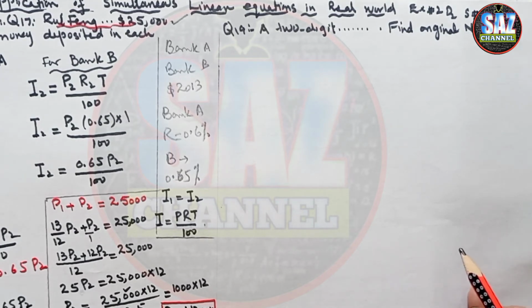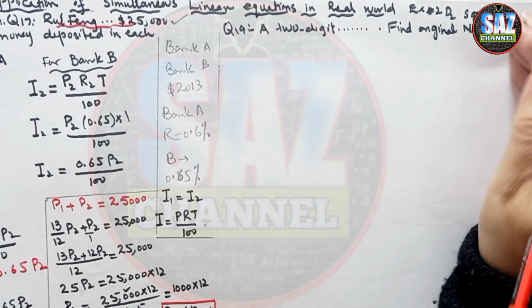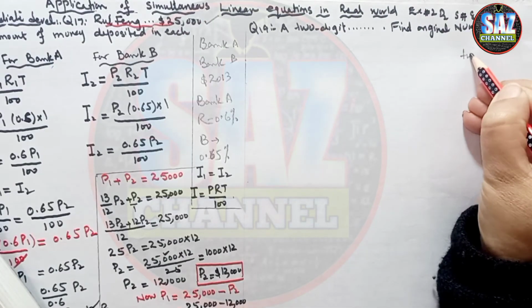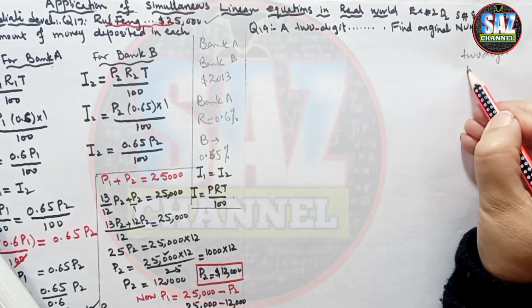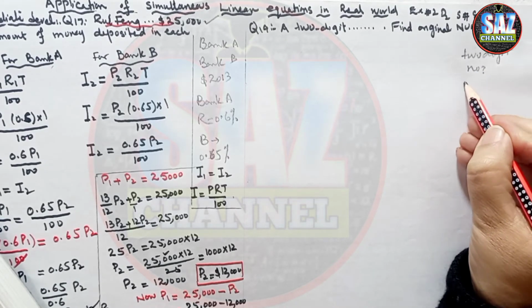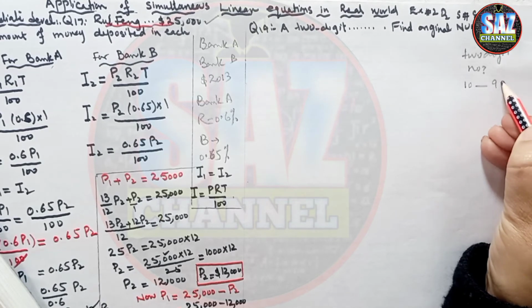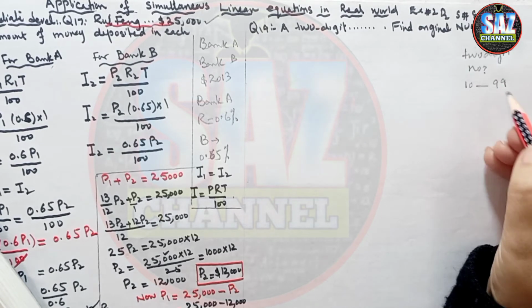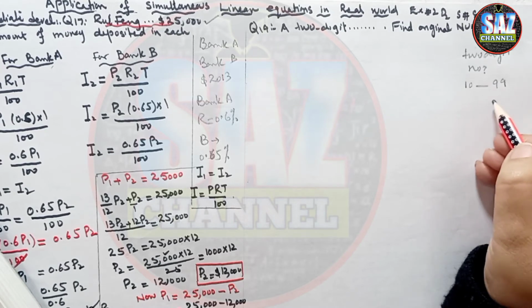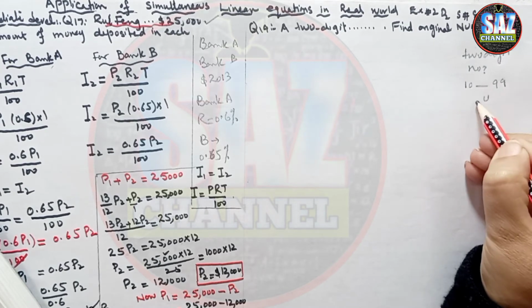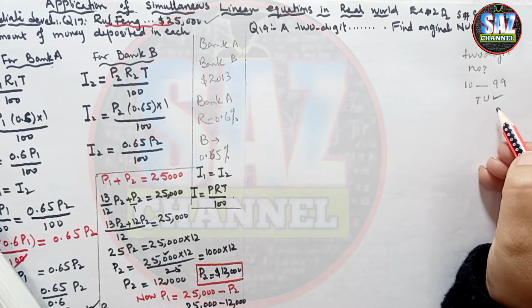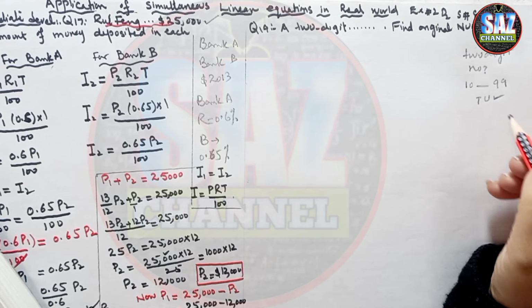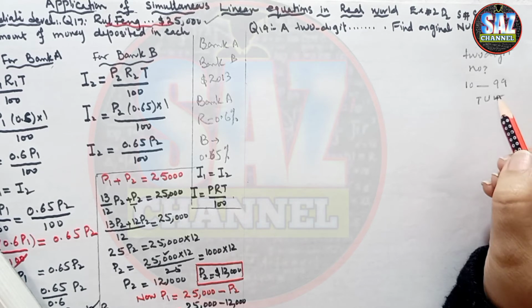So let's think about the solution. The question is about two-digit numbers. First of all, we have to think that two-digit numbers begin from 10 and end at 99. So in every two-digit number, we have one digit at the unit place and one digit at the tens place. So we have to suppose what is the digit at the unit place and what is the digit at the tens place to make a two-digit number.